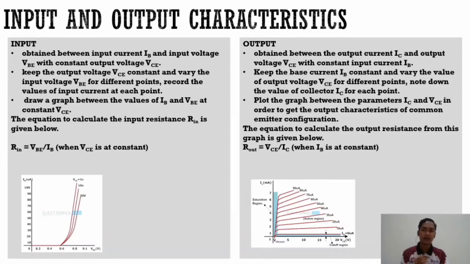The output characteristic is obtained between the output current IC and output voltage with constant input current. Keep the base current IB constant and vary the value of output voltage for different points. Note down the value of collector current for each point. Plot the graph between the parameters in order to get the output characteristic. And lastly, the equation to calculate the output resistance is Rout equals VCE per IC when IB is constant.